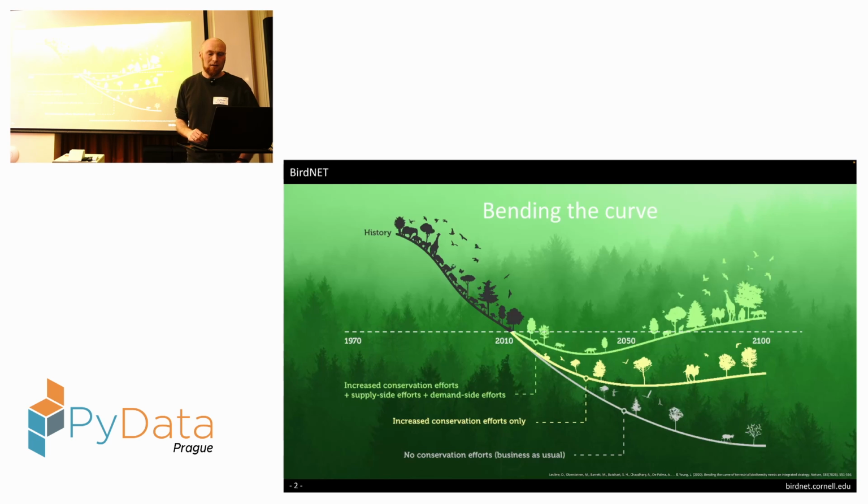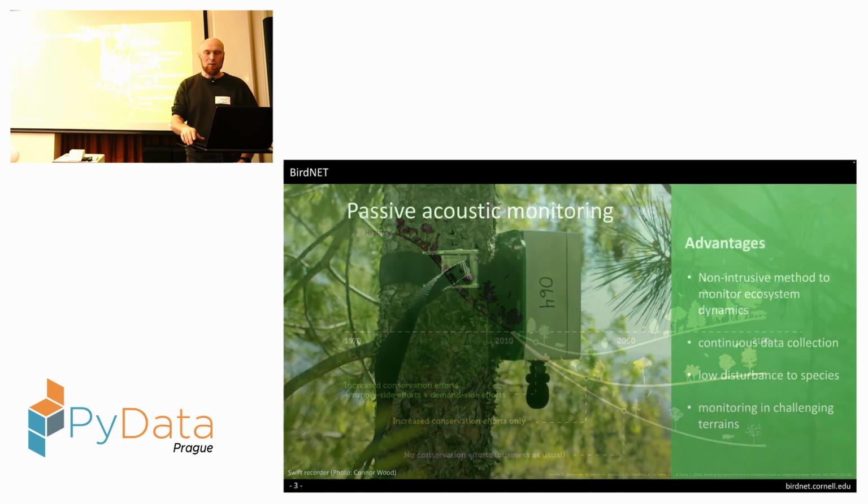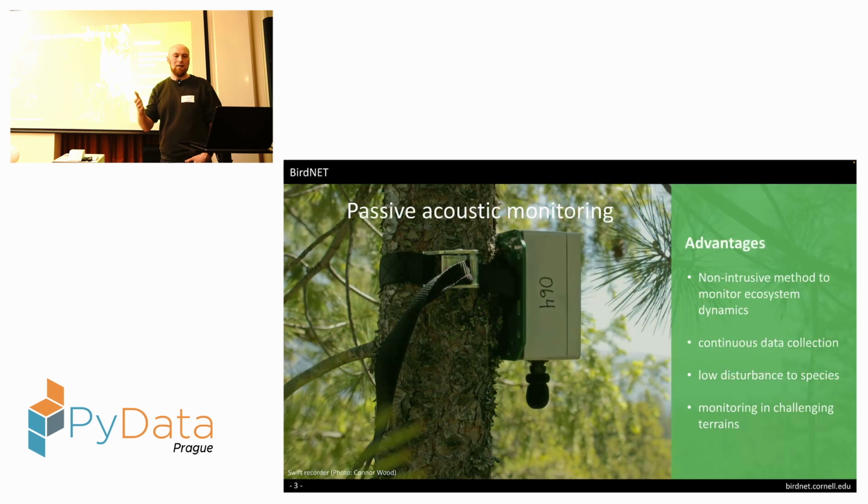And so the question that always arises is, if we implement all these measures, how do we know if we're actually impacting biodiversity? How do we know if we're actually bending the curve? How do we track progress? What I'm going to propose today is a tool that we call passive acoustic monitoring, or acoustic monitoring in general.